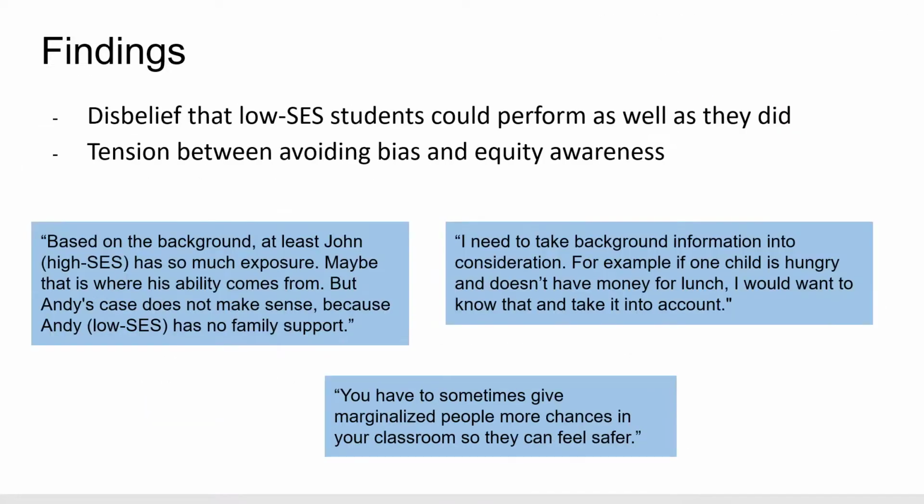And from the interviews, we also found that teachers experienced emotions such as disbelief that the low socioeconomic student could perform as well as they did. And then teachers also mentioned that the tension between wanting to be unbiased, but also needing to take into account socioeconomic status. For example, one teacher said that they need to take background information into consideration.